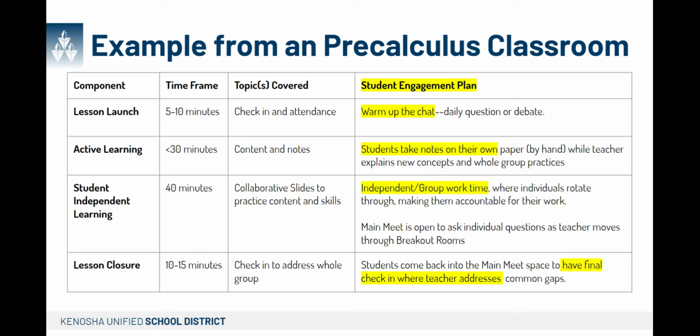Next, during active learning, students are again taking notes on their own paper while the teacher explains the process of a problem. She breaks every 3 to 4 minutes for students to apply the learning to their own problem. During independent student learning, the teacher uses Google breakout rooms to facilitate a small group activity while she stays in the main Google Meet room. Students can pop in for individual questions, or she can pull students into the main room for quick interventions.